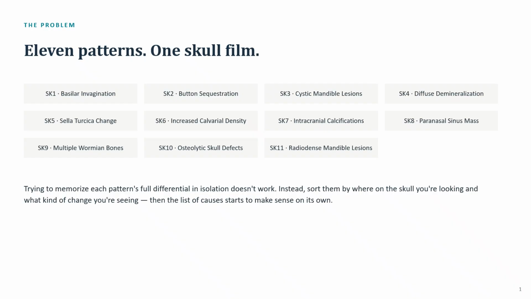Here are the 11 patterns that we're going to look at this week. We have basilar patterns, button patterns, cystic lesions of the mandible, demineralization pattern, sella turcica changes, increased calvarial density, intracranial calcifications, paranasal sinus masses, multiple Wormian bones, osteolytic skull defects, and also radiodense mandible lesions.